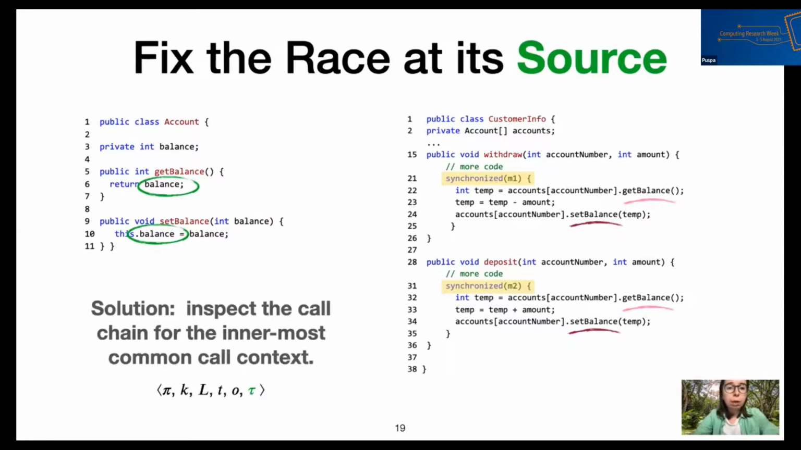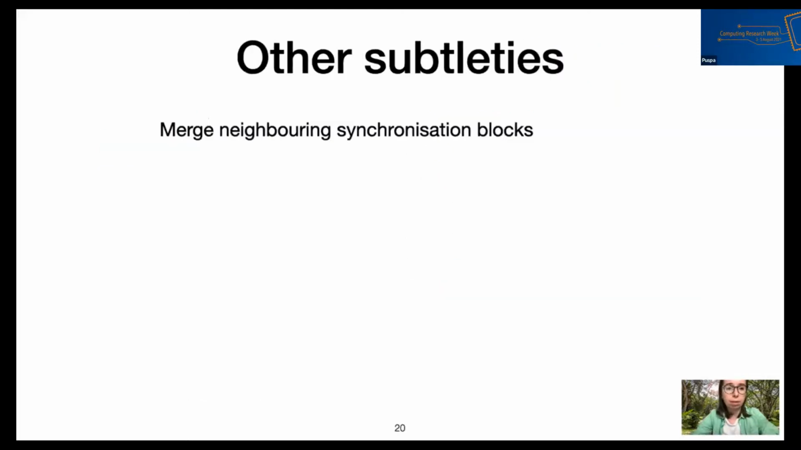For this, we inspect all the call chains of the bugs in a cluster and choose to protect accesses at the innermost call context common to all bugs in the cluster.